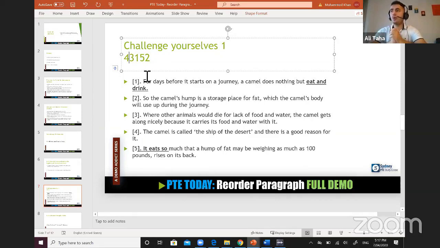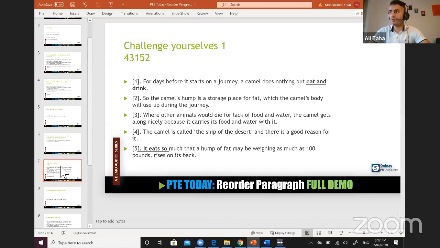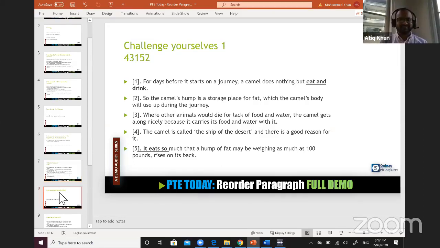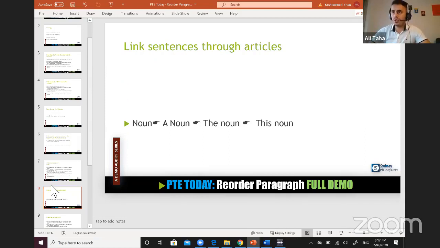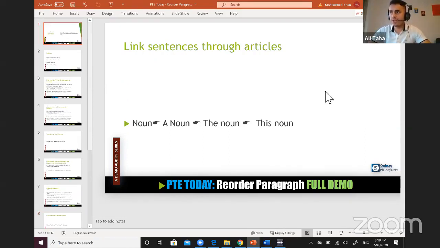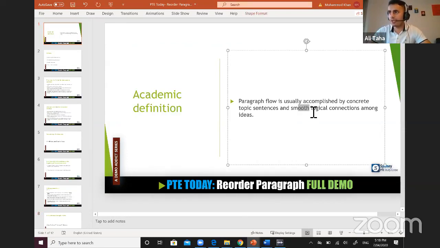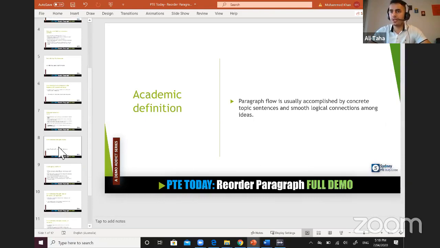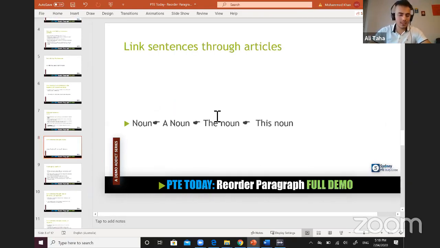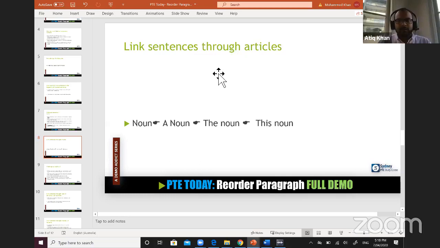So this is how method number 1 works. However, if plan A doesn't work, Sydney PTE Study Centre has a lot of plans. The other method I need to show you is linking the sentences, because again, I'm discussing this concept, the smooth logical connection between ideas. To meet this academic definition, sometimes a writer may link the sentences through articles. How to do so?